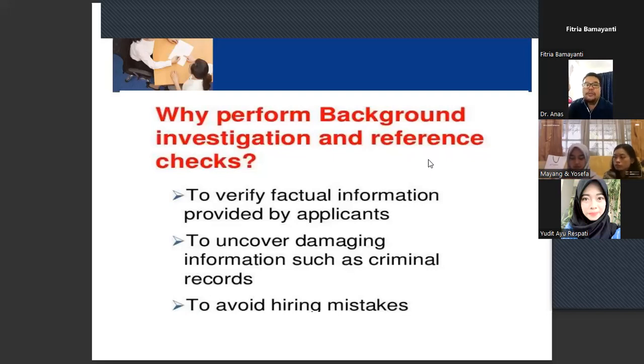So this is unethical, because you commit fraud with the information just to get the job. Okay, and then next slide.